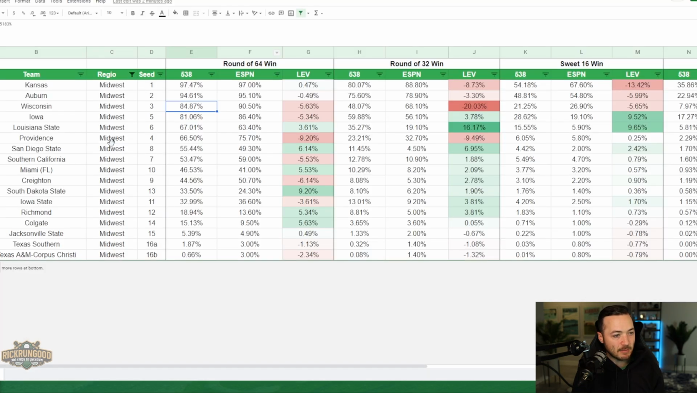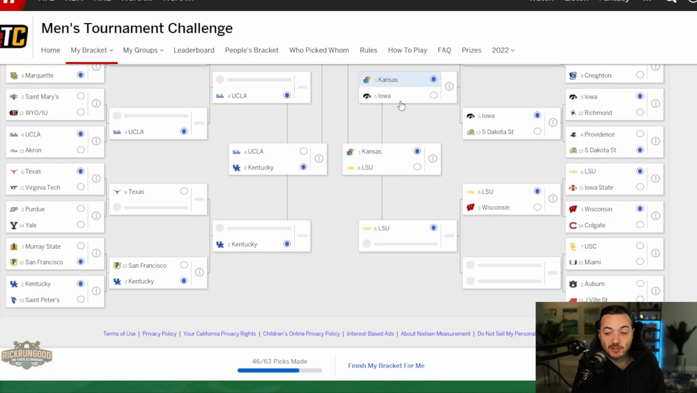USC versus Miami. They're right here. Very close, although not really. Miami's going to win only 46% of the time, but 41% of people have picked them, so it's plus 5%. So we're basically taking a coin flip at 5.5% leverage. So we are taking Miami.